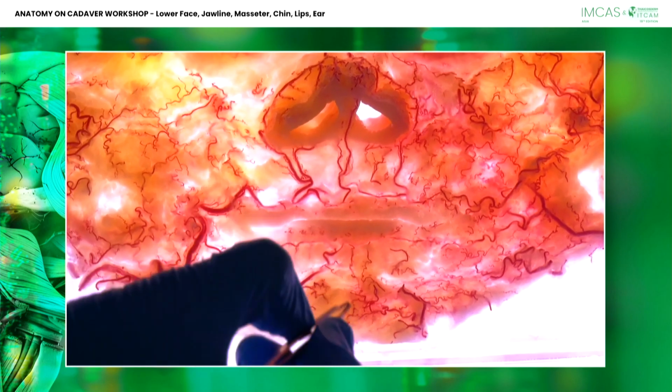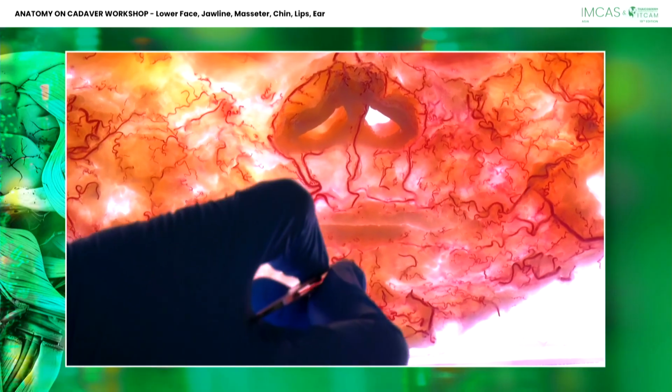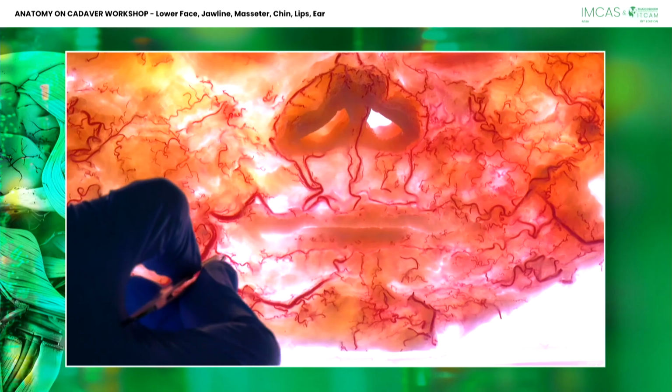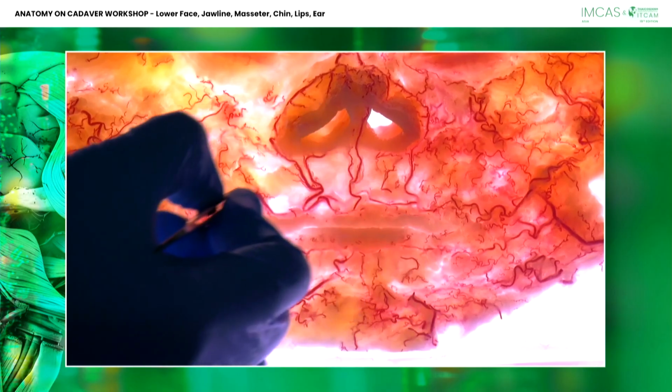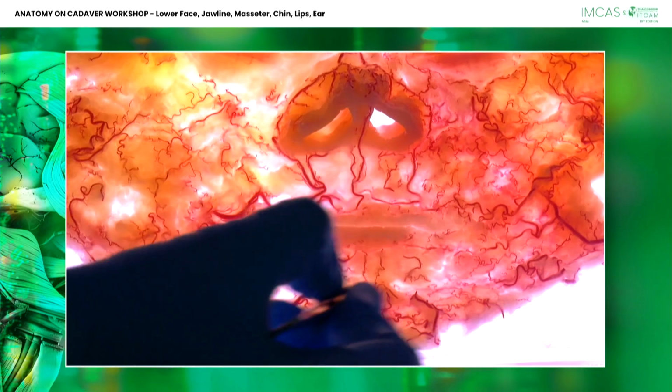When we do injection at the chin, we must be careful of this branch. It has strong anastomosis together with the labiomental artery and the inferior labial artery. This is the overall vascular system at the perioral area.